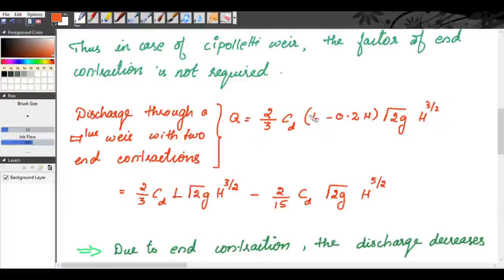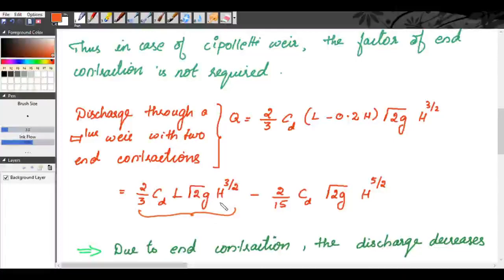See, here the length L of the rectangular weir is replaced by L minus 0.2 H. So you can write this as 2/3 CD L root 2G into H raised to 3/2 minus 2/15 CD root 2G H raised to 5/2. See, this is for the rectangular weir or notch, and in order to get this derivation, we have to subtract this from this, okay.